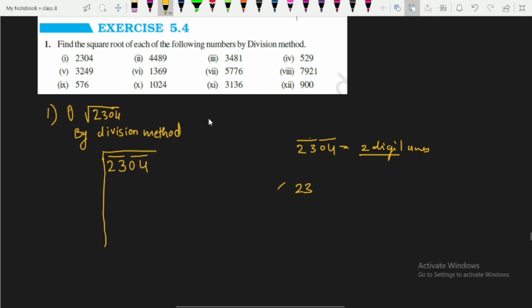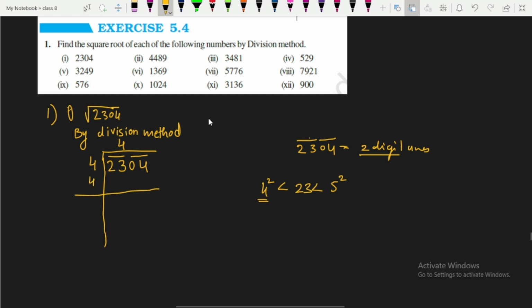Tell me, 23 lies between which two square numbers? That is 4 square and 5 square, right? 4 square is 16 and 5 square is 25. So 23 lies between 4 square and 5 square. We consider the smaller perfect square number, that is 4. So we write 4 here, and in the quotient also 4.